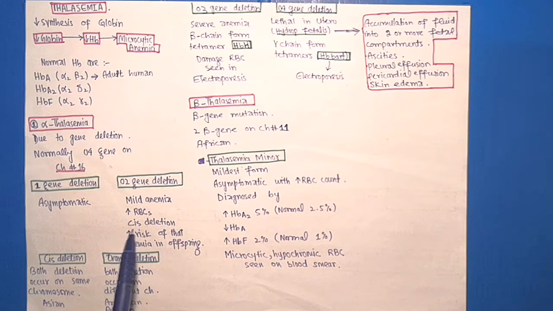And the cis deletion is a deletion of a gene that occurs on the same chromosome, which is most common in Asian people, and trans deletion is the deletion which occurs on the different chromosome, which is most common in American and African people.